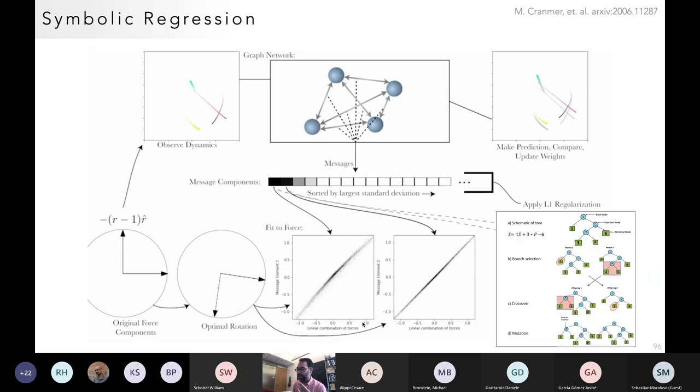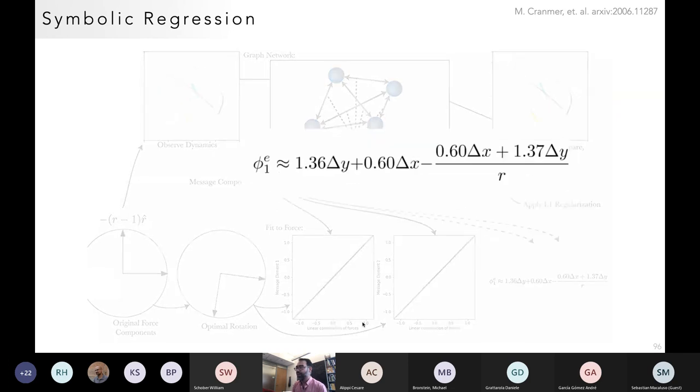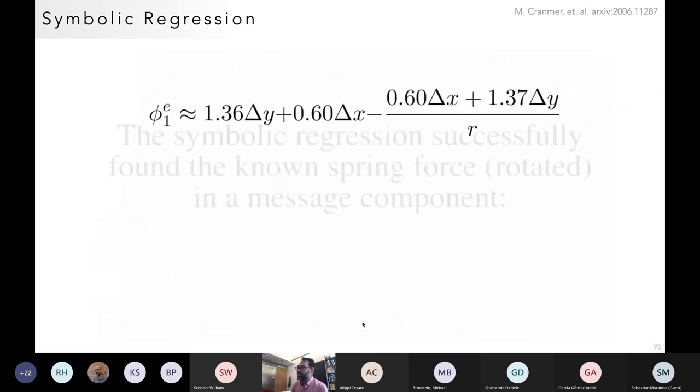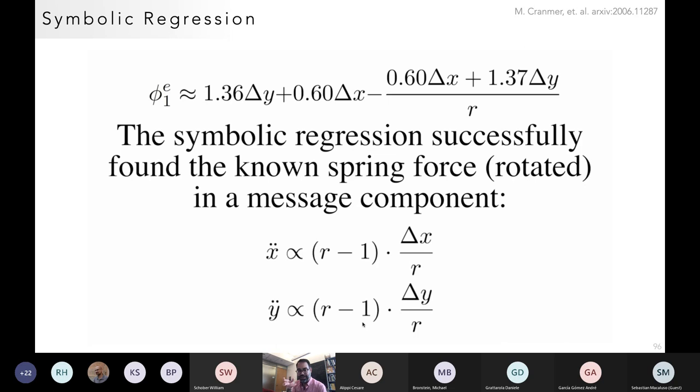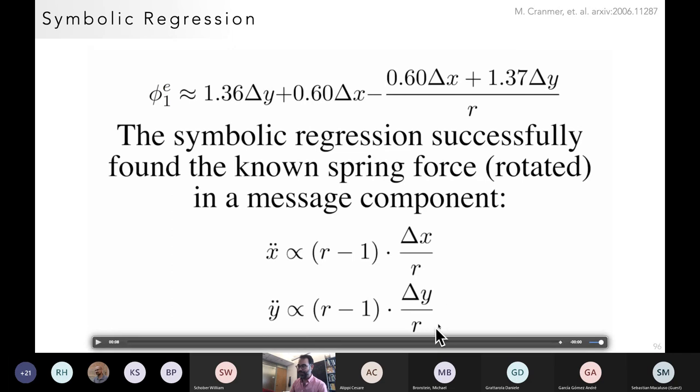And then once we learned those forces, we ran symbolic regression on the messages themselves. And we learned some simple functions. And if you look at this function, it's just a rotated version of the force law that you have for the ground truth. So this pairing of graph neural networks, having them align to the true underlying mechanism, and then putting bottlenecks and trying to enforce this alignment allowed us, together with symbolic regression, to actually extract the underlying physics.